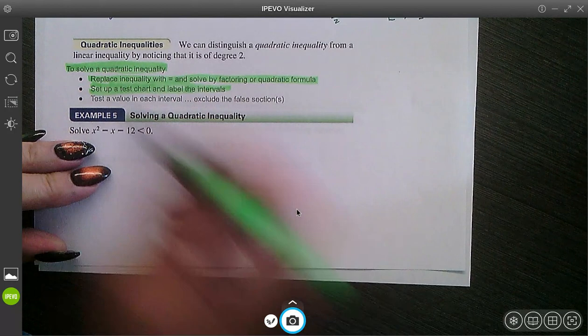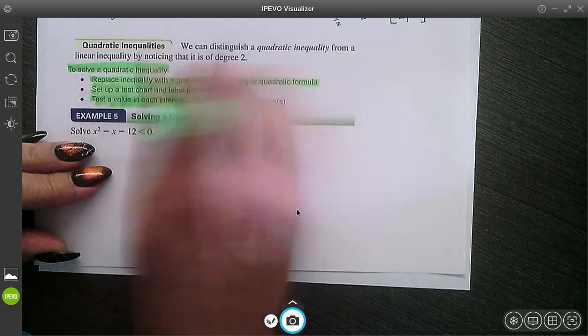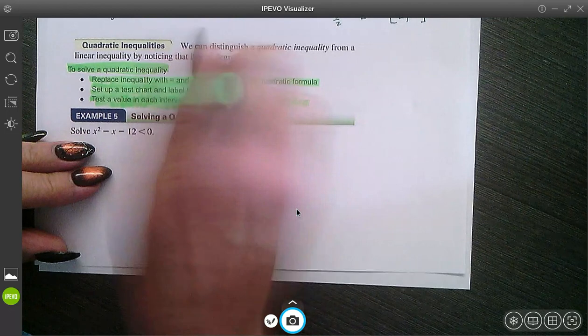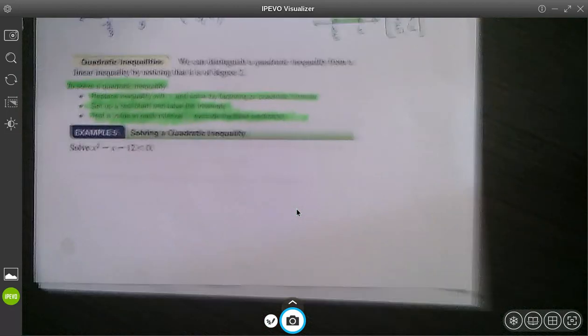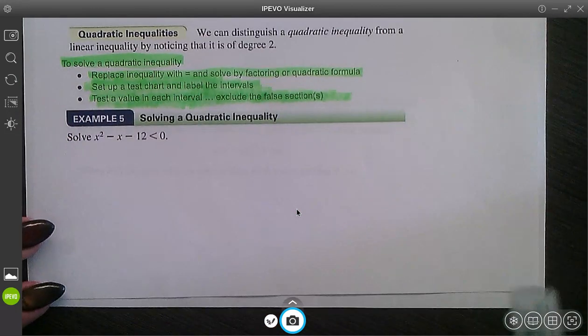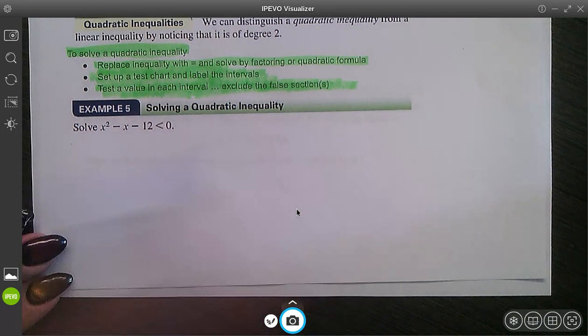Then we are going to set up a test chart and label the intervals on the test chart using interval notation. And then we'll test a value from each interval. And then we're just going to exclude any section that comes out false. So here's our first example.